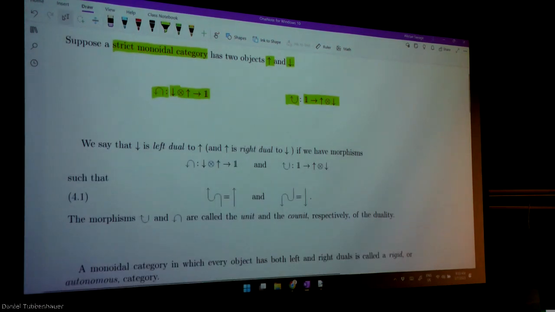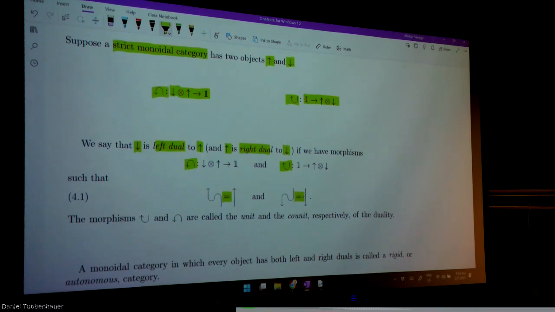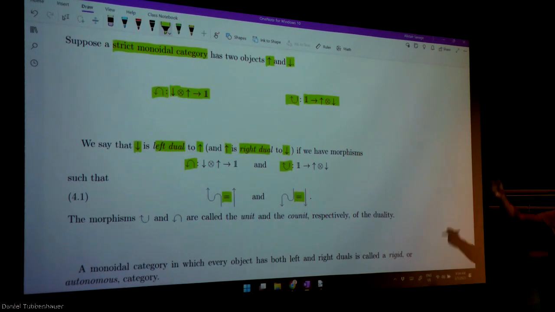So now we can give the definition of dual. Right, so in the general setup of monoidal categories, we have one-sided duals. There's left duals and right duals, just like for functors, you have left adjoints and right adjoints. So we'll say that down is left dual to up, and that's equivalent to up being right dual to down, if we have these types of morphisms, which we denote by these left caps and cups, and they satisfy these relations that are sometimes called zigzag relations, sometimes called yanking relations, because you're yanking the string tight.